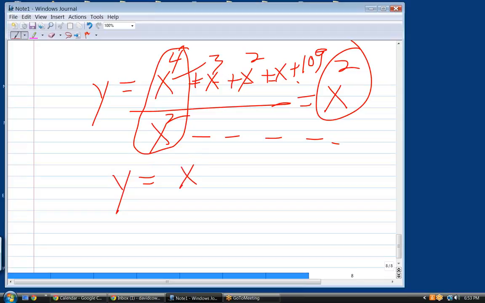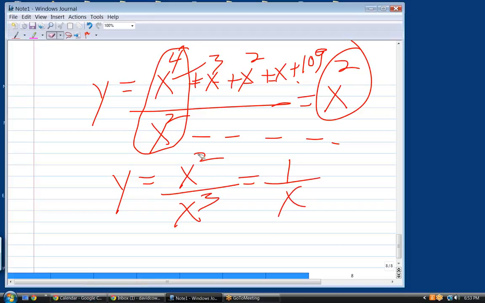In other words, if I have this, that horizontal asymptote's always 0. If the bottom is bigger than the top, the horizontal asymptote is 0, which means the end behavior would be: as x goes to infinity, y goes to 0. As x goes to negative infinity, y goes to 0. Because this is the same as 1 over x.